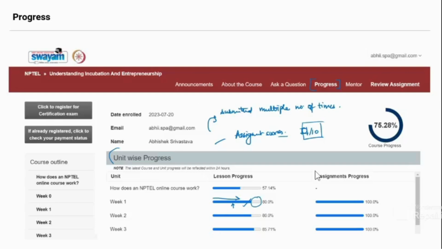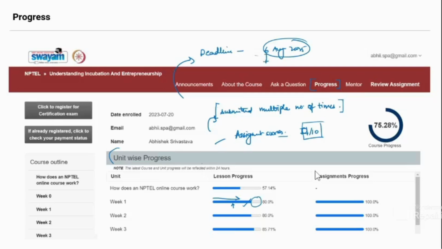The last time answer that we have given will be taken into account. Very well said. So like I mentioned, every assignment has a deadline. Say for example the deadline of week 1 is 6th of August, which means that you can attempt the questions any number of times till this particular deadline.